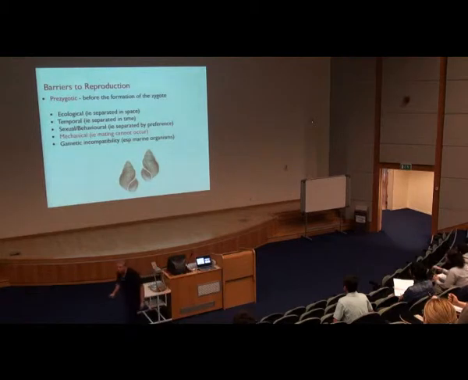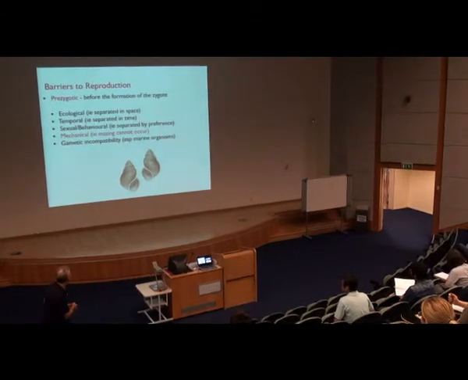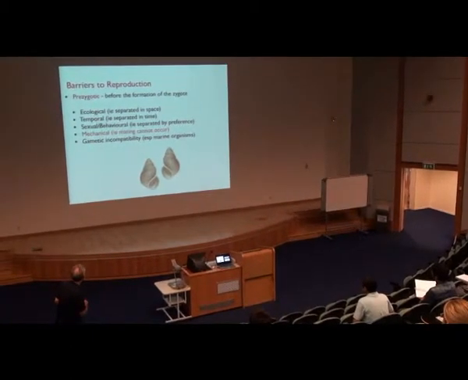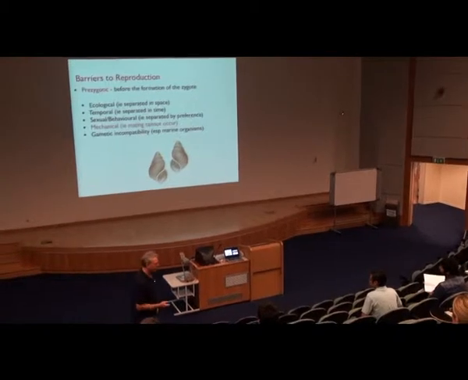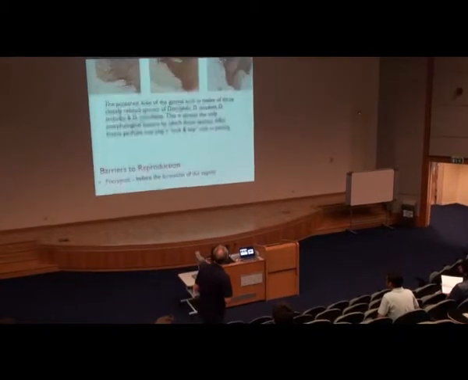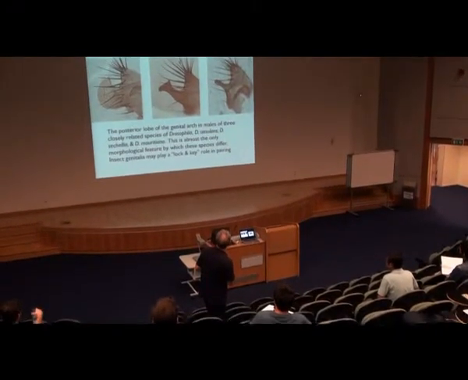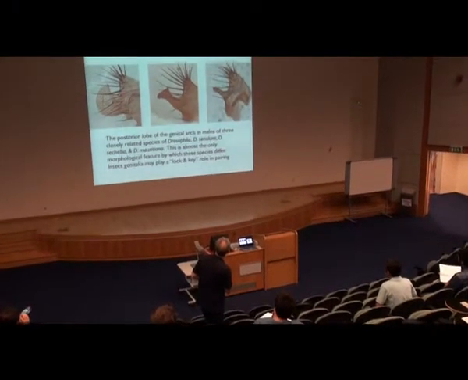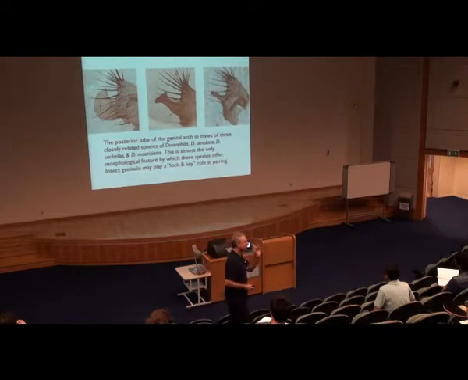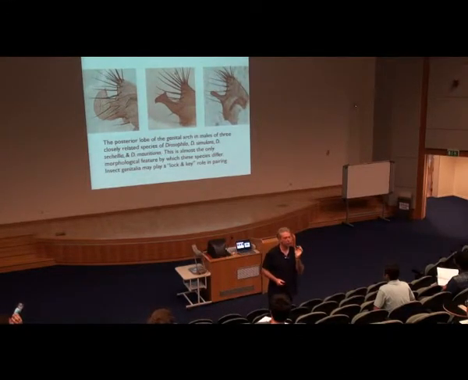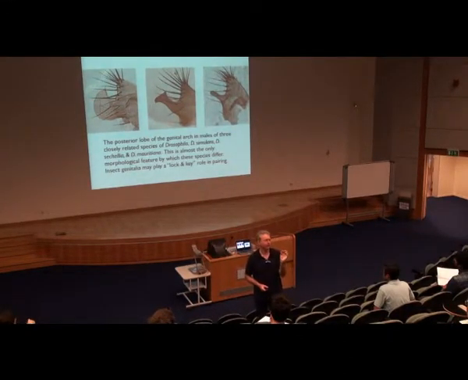Another prezygotic barrier to reproduction is what we'll call mechanical. Now that's kind of obvious, okay? Mating cannot occur. Here are the male genitalia of three very closely related species of Drosophila. Again, these are fruit flies. If I were to show you those three fruit flies, you couldn't tell them apart.